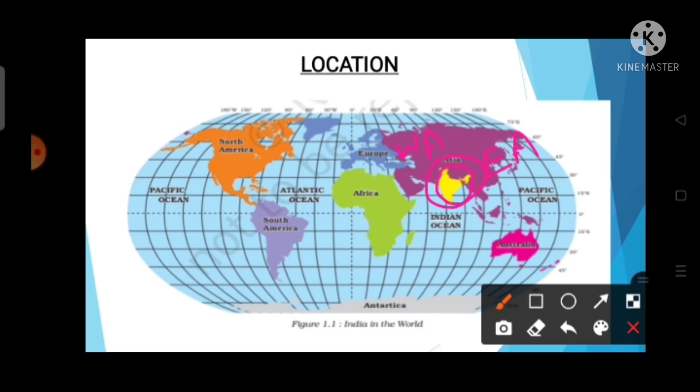Next point is Deccan Peninsula protrudes into the Indian Ocean, right? It helps India to establish contacts between these countries with the help of the Indian Ocean: Africa, Europe, then America.